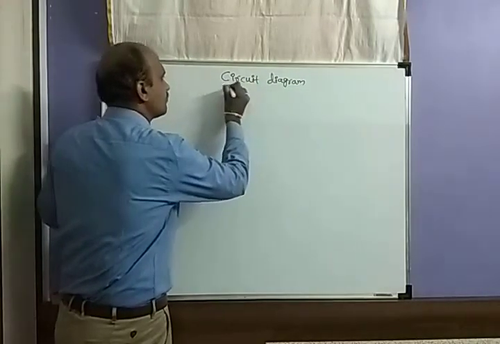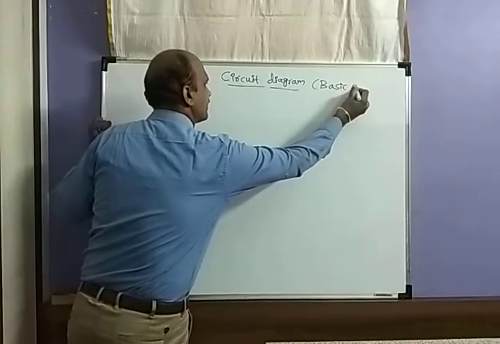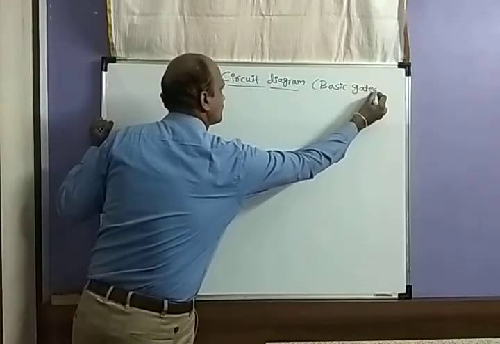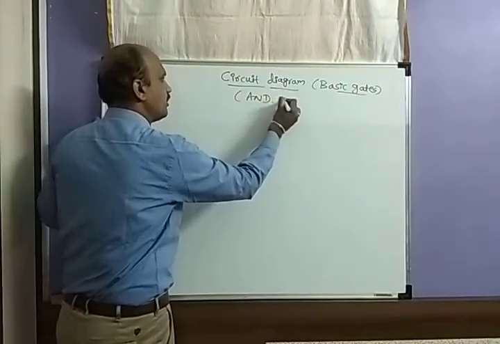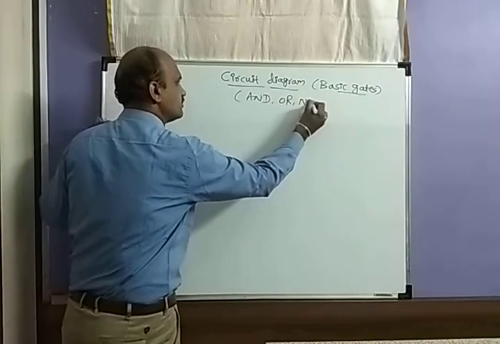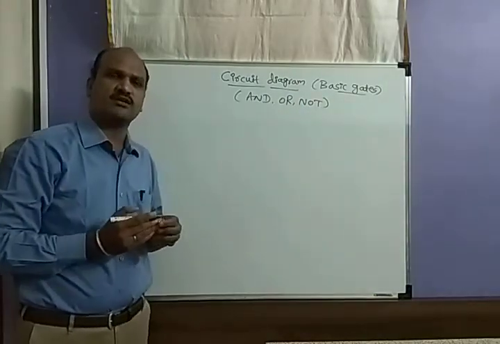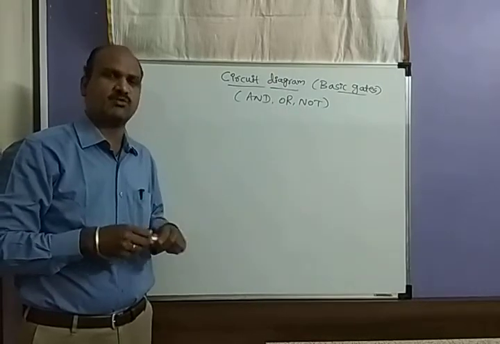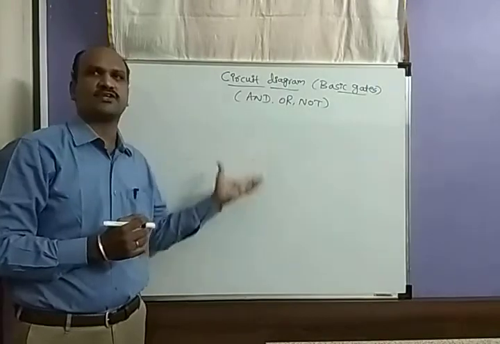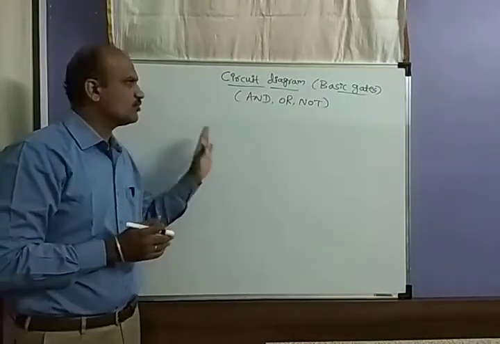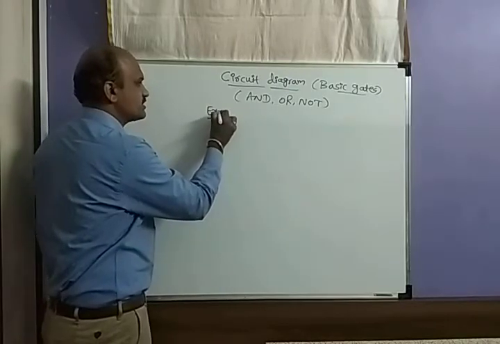Circuit diagram, using what? Basic gates. So what are the basic gates you are using? That is AND, OR and NOT. Using these three, you will write the logic circuit diagram for any given Boolean expression. They will give the expression, and for that you have to write the circuit diagram.